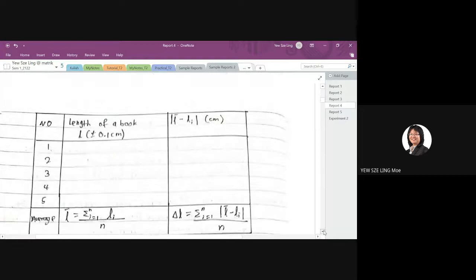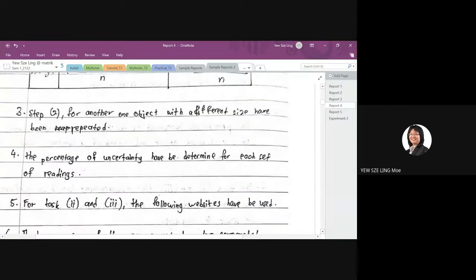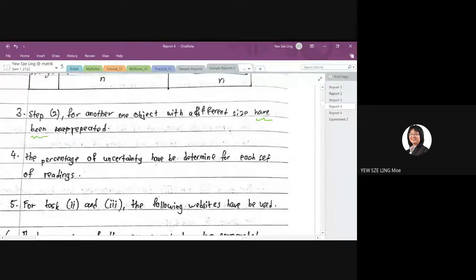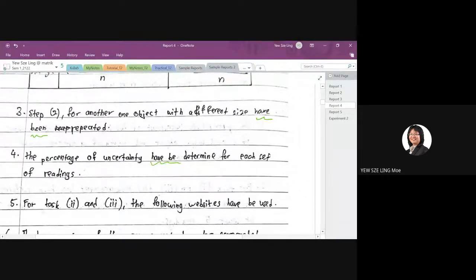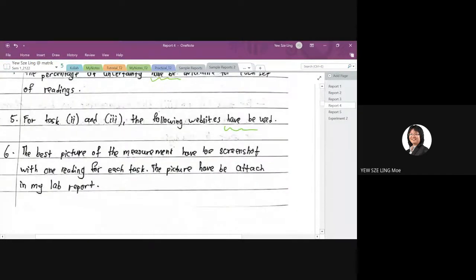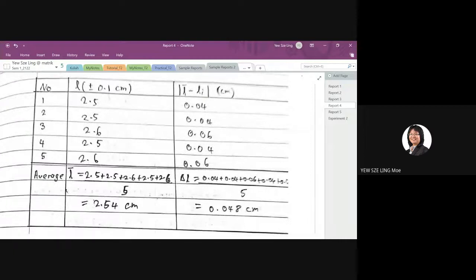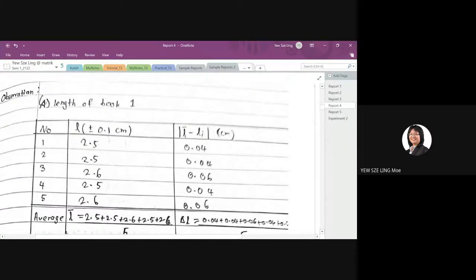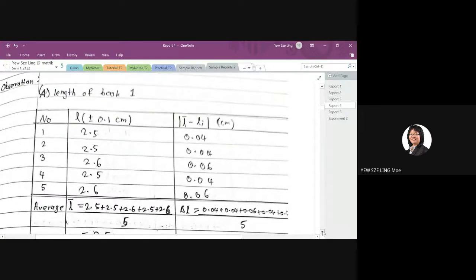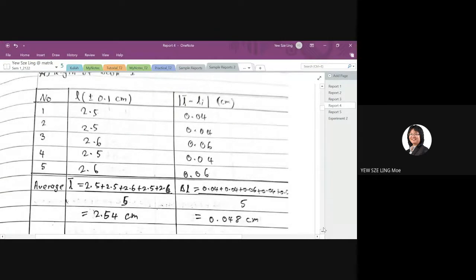Right. So table. Again, "have been", the same mistake. Basically, you just have to correct all these things. "Have been", not "have be". This is wrong. So later, correct it. Experiment 2, make sure you correct all those things. Now let's start from the table. So let's see.